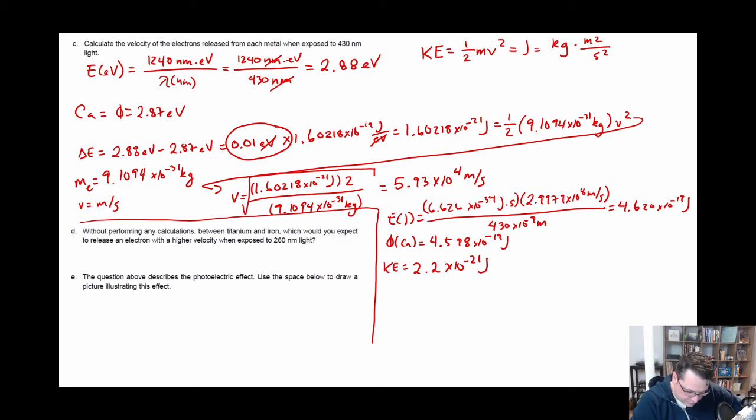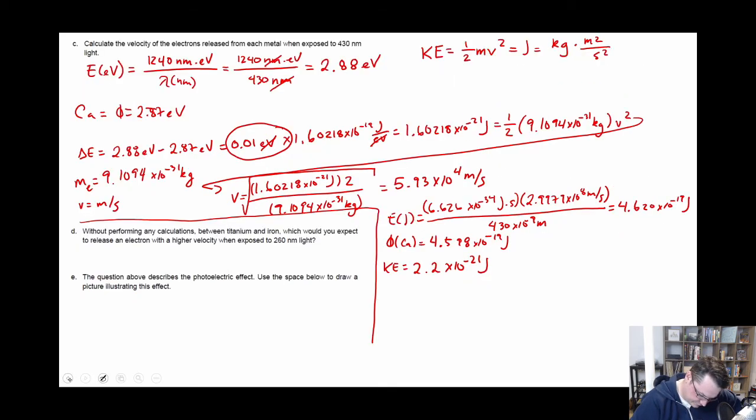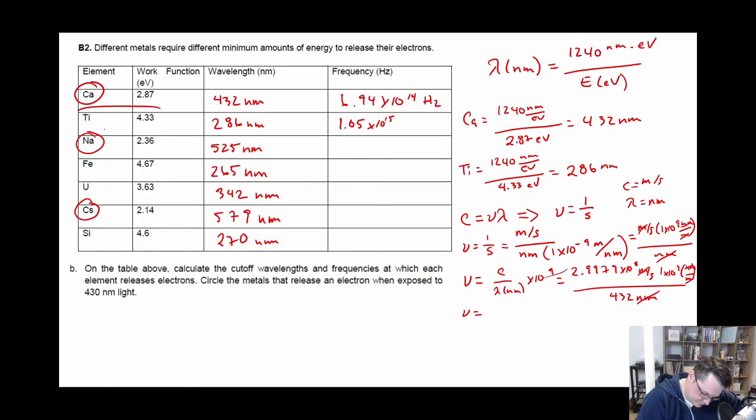And then, part D: without performing any calculations between titanium and iron, which would you expect to release an electron with a higher velocity when exposed to 260 nanometer light? So we're looking at titanium and iron. In the case of titanium, we have a work function of 4.33 electron volts. And in the case of iron, we have one that is 4.67 electron volts.